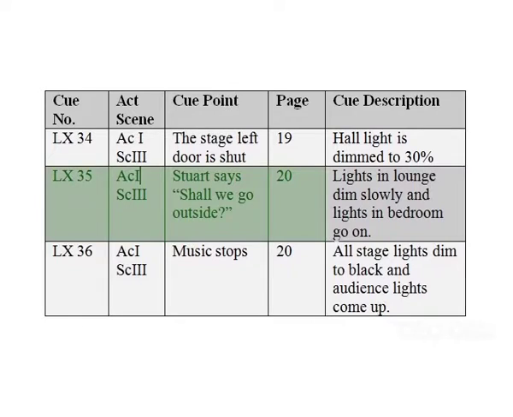Now it is mentioned on page 20 of the script, and the cue description is that lights in the lounge dim slowly and lights in the bedroom go on. Another cue number is LX36, act 1, scene 3. Now the music stopped. It's on page 20 of the script, and the description on the cue sheet is that all stage lights dim to black and audience lights come up.